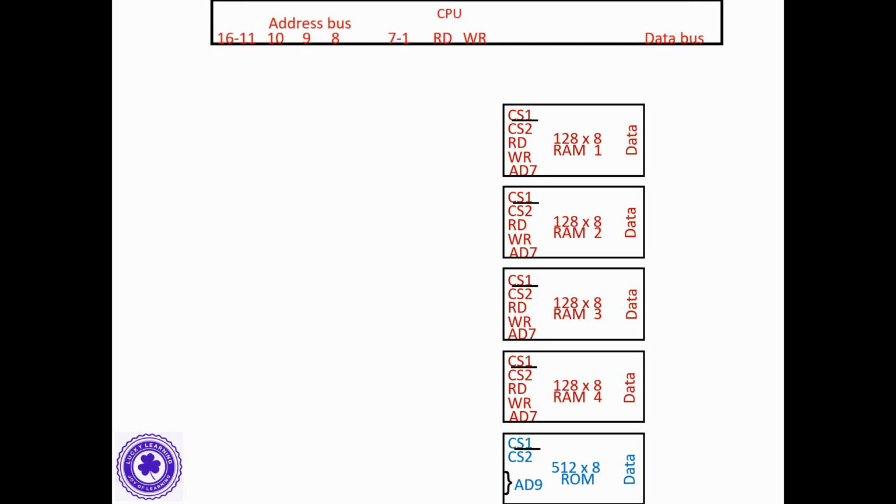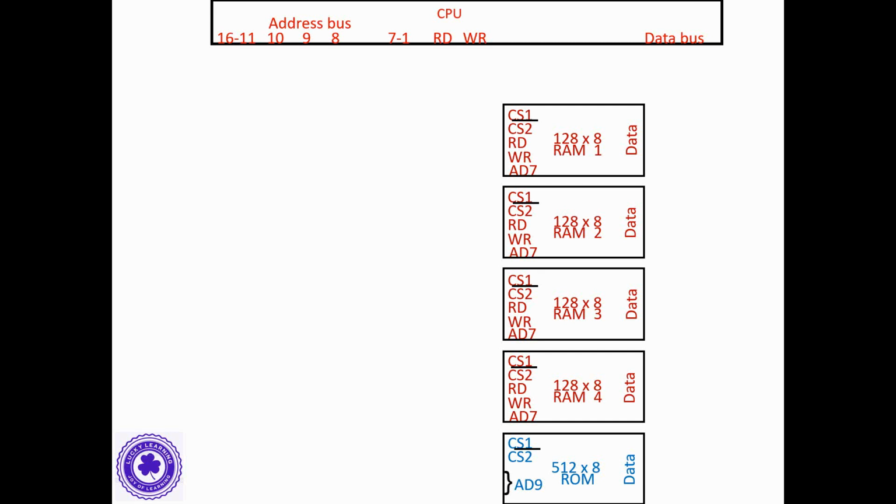Now we'll see how to design a 1024 by 8 main memory. To construct a 1024 by 8 main memory, we require four 128 by 8 RAMs: RAM 1, RAM 2, RAM 3, RAM 4, and one 512 by 8 ROM. RAM will have CS1, CS2 complement, read, write, address 7. And ROM will have CS1, CS2, address 9. And all these are connected with the CPU, right?